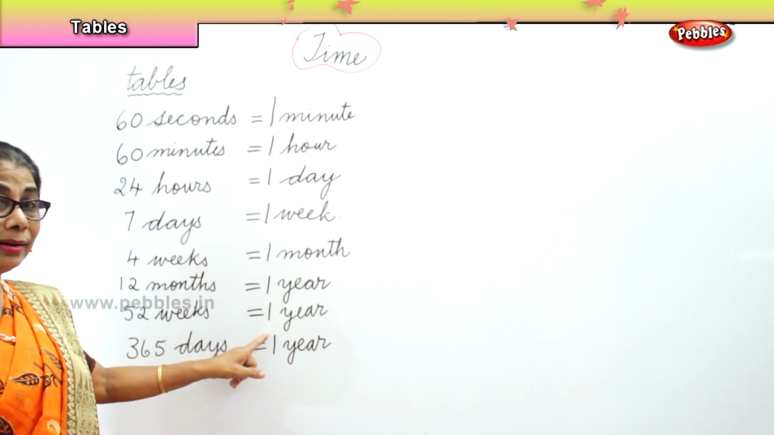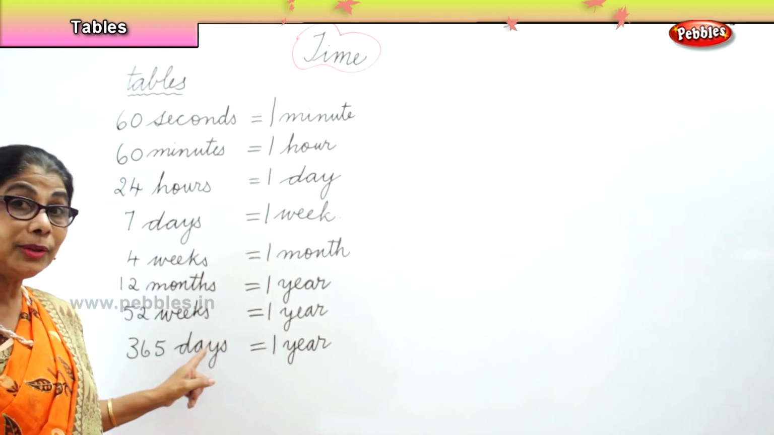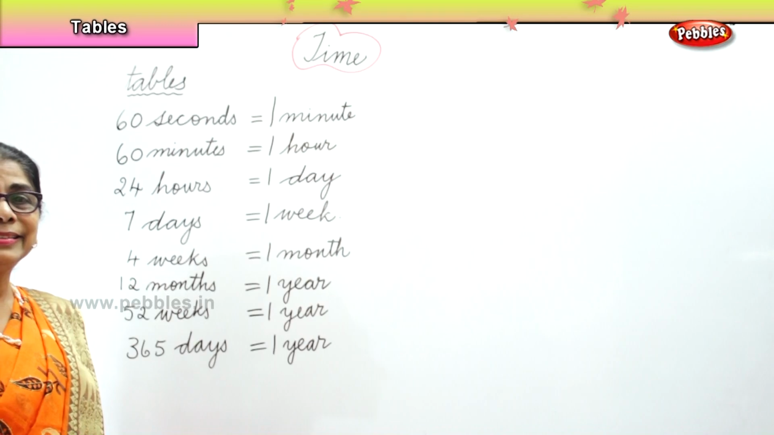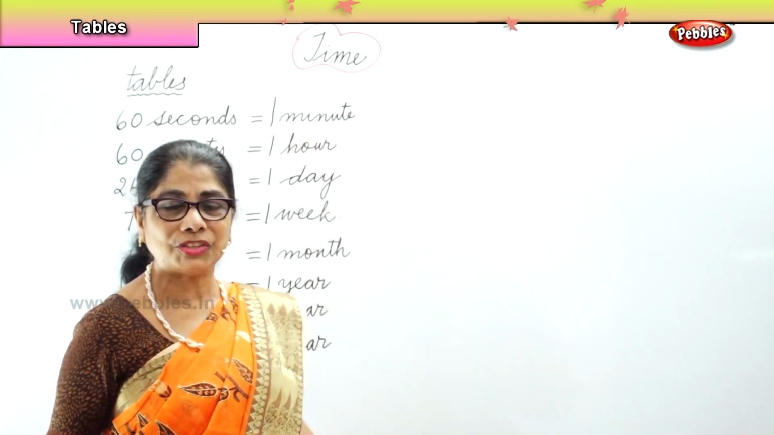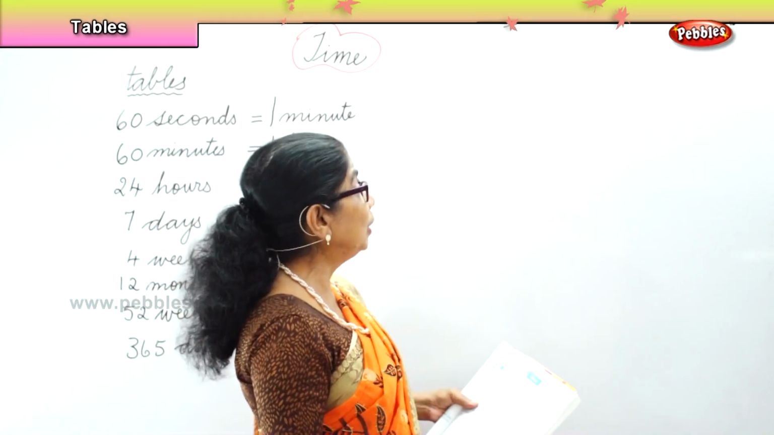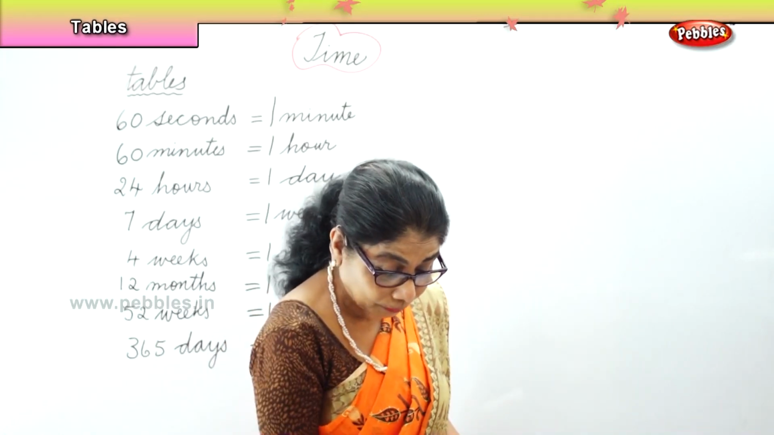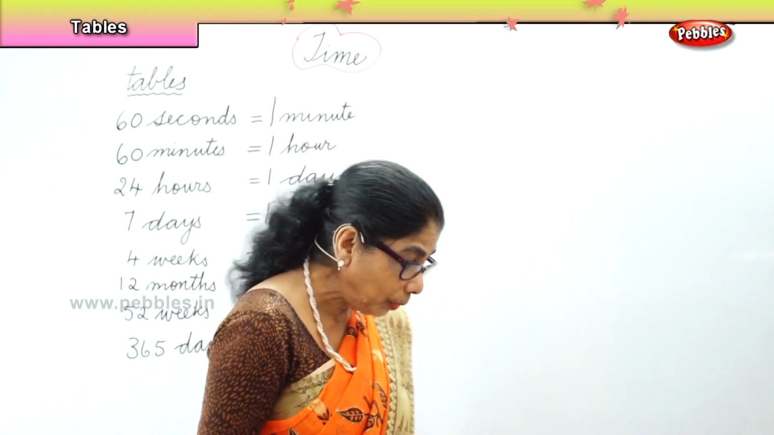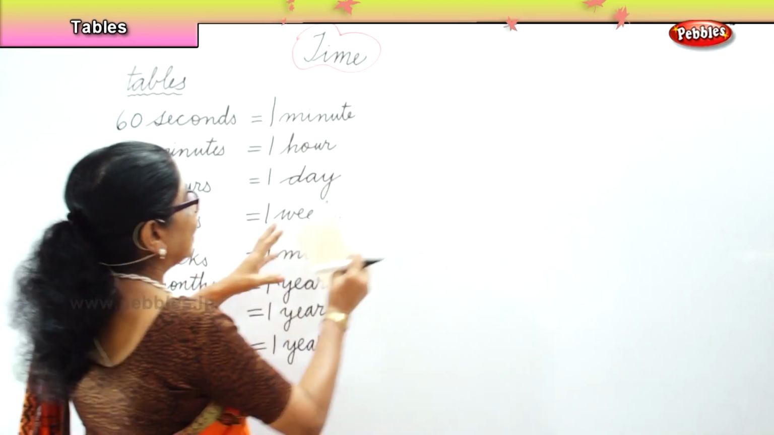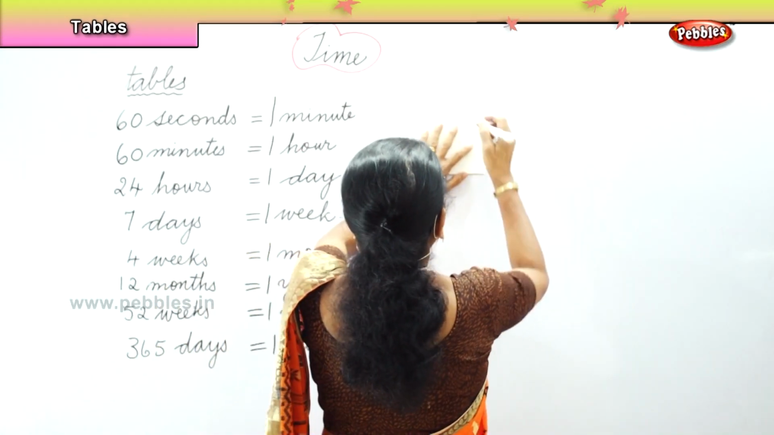52 weeks, 1 year. 2 years, how many weeks are there? So, all this adding, subtracting, conversion. Then, we look at the hands of a clock. Now, we spoke about seconds. Now, I am going to do a clock for you.